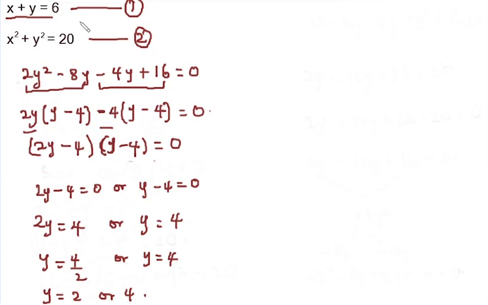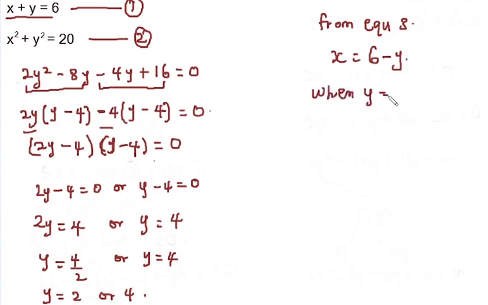Now we need to get our respective values of x. So to get our values of x, we know that from equation 3, x is equal to 6 minus y. So when y is equal to 2, x is equal to 6 minus 2. This is equal to 4. So you have x is equal to 4, and then y is equal to 2.